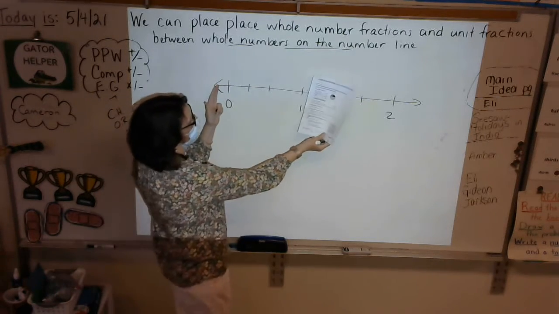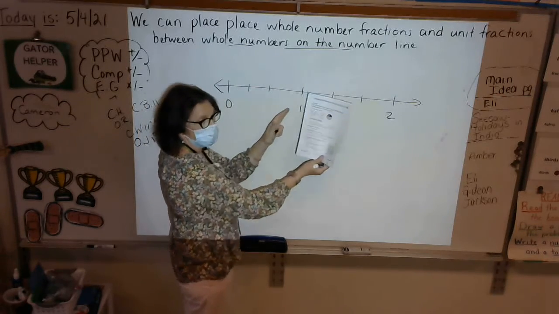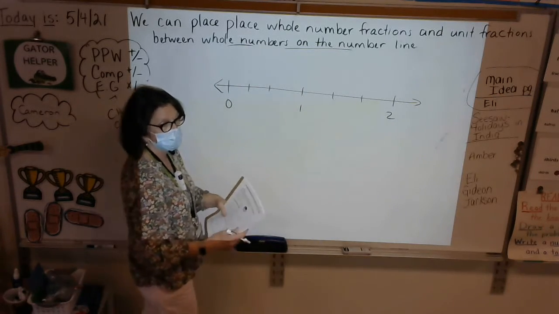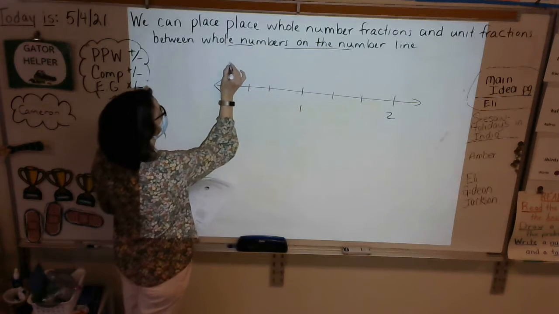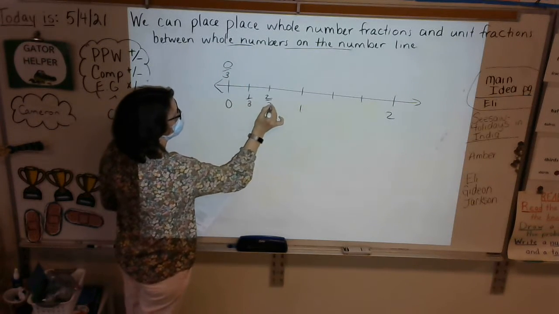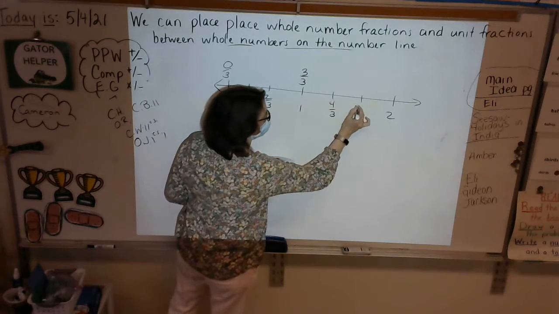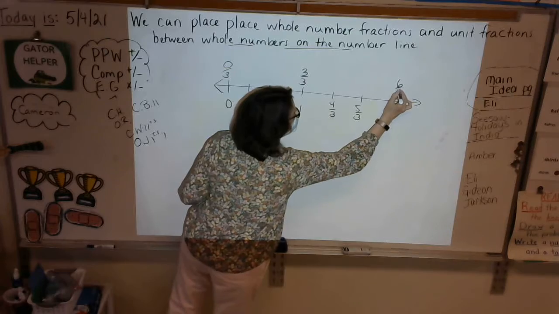So let's just look at one whole, boys and girls. How many parts are there? 1, 2, 3. So that means my unit is thirds. Everybody, let's count. Here we go. 0 thirds. 4 thirds, 5 thirds, 6 thirds. Okay, we'll stop right there.